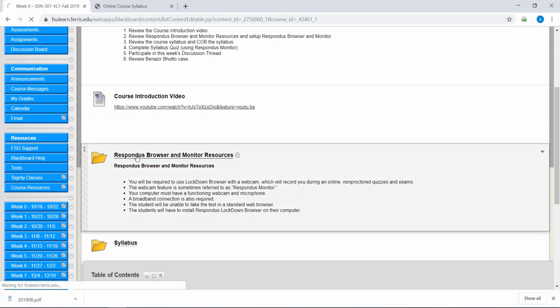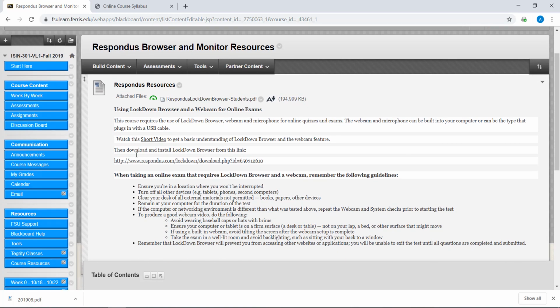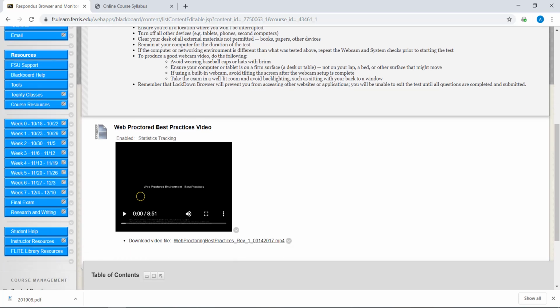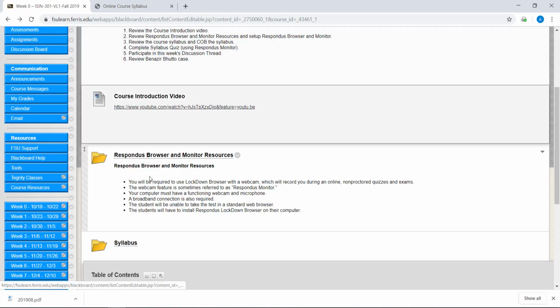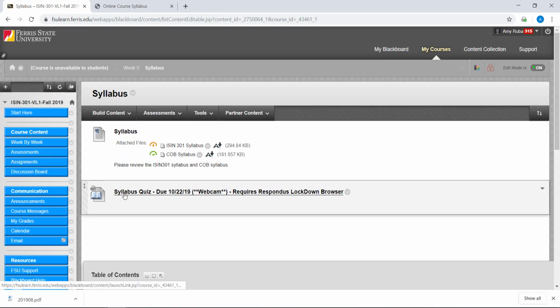You'll find instructions for installing the Respondus Lockdown Browser and Monitor, as well as a brief video created by Professor Furstenberg that reviews some of the best practices to use while using Respondus Lockdown Browser and Monitor. There's also a syllabus folder where you'll find the syllabus that we quickly reviewed today, as well as the College of Business syllabus.